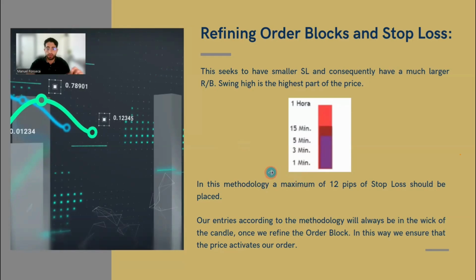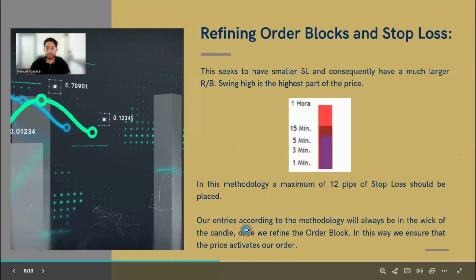Okay, so in this methodology, in this strategy, a maximum of 12 pips of stop loss should be placed. Personally, that's what I put, maximum 12 pips of stop loss. That's the biggest stop loss I put. When we start executing orders properly, you will understand this.